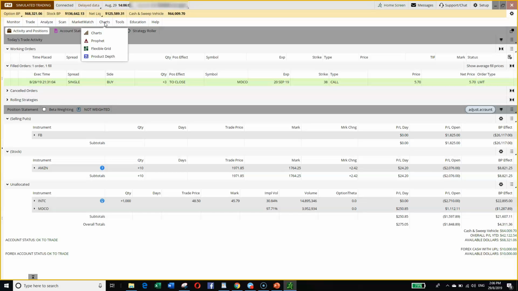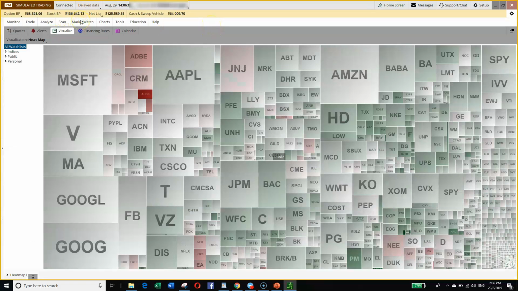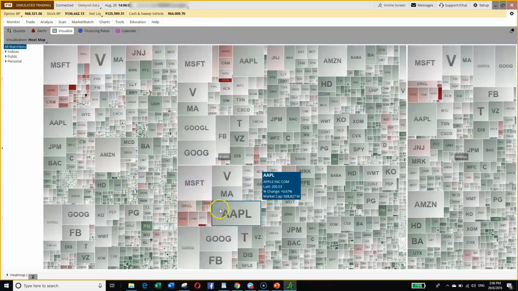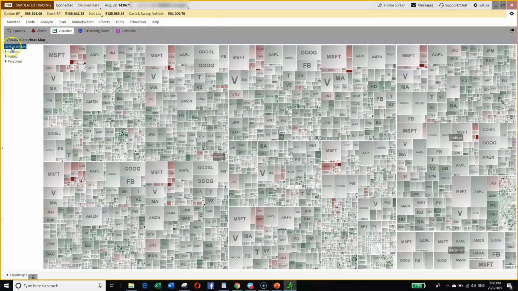The rest are not needed for trading. They are for you if you want to do other things. So for example, if I just click Market Watch, that shows you very quickly, from all the watch lists that you have, what's going on as of now.